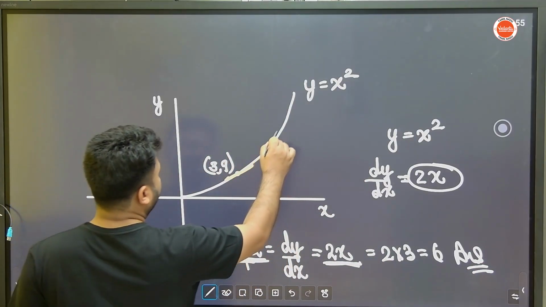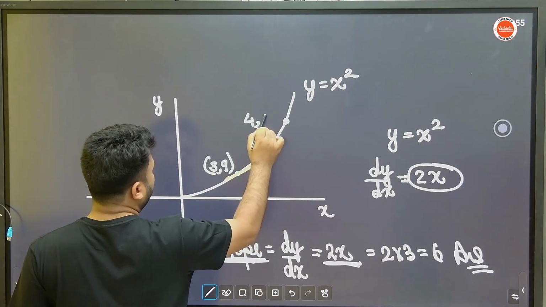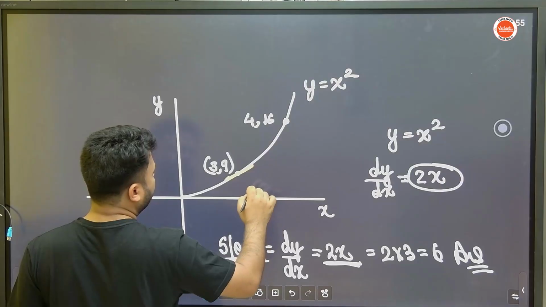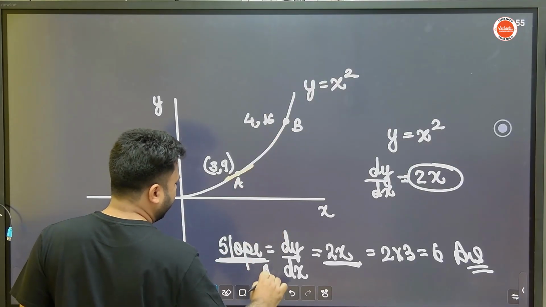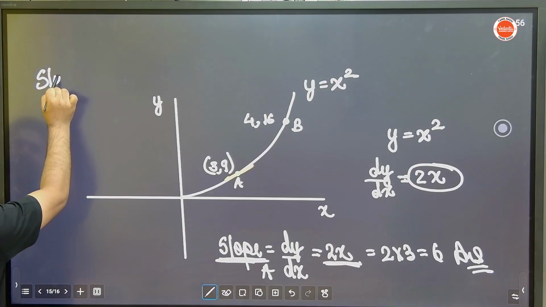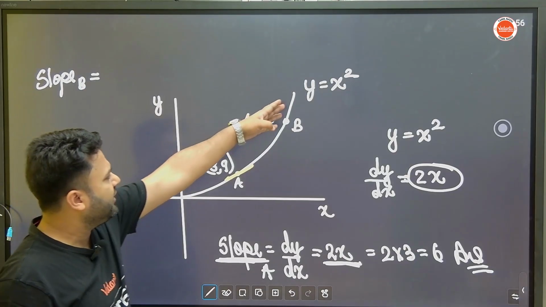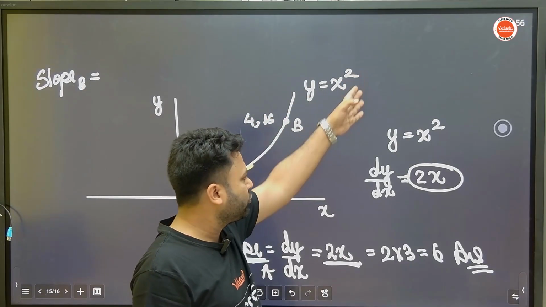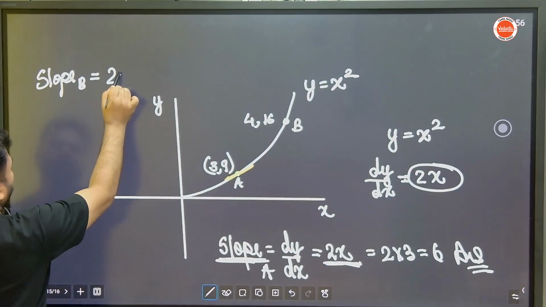Suppose there is another point here, x coordinate 4, y coordinate 16. They're asking what is the slope at B. This was the slope at A. They're asking what is the slope at B. See here I am writing slope at B. So the equation is the same, y equals x square. The slope will be dy by dx, that is 2x.